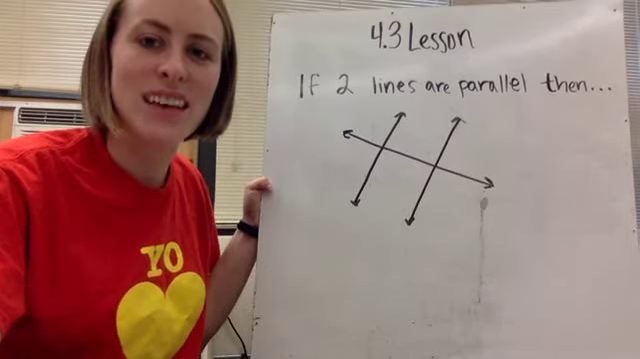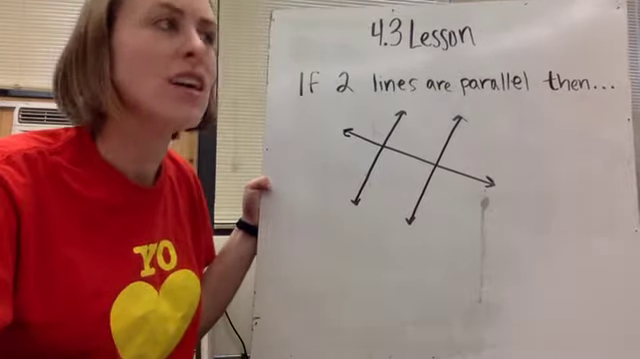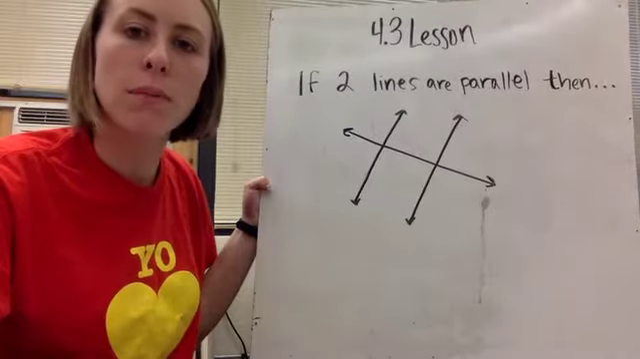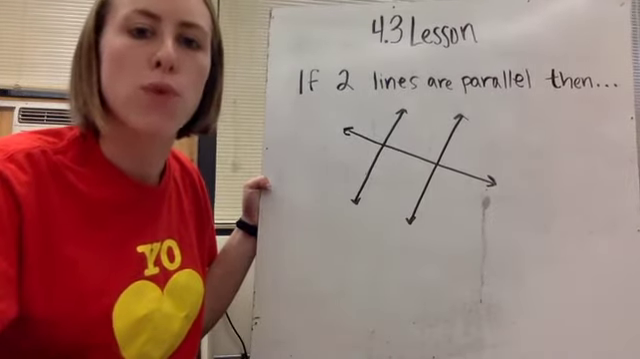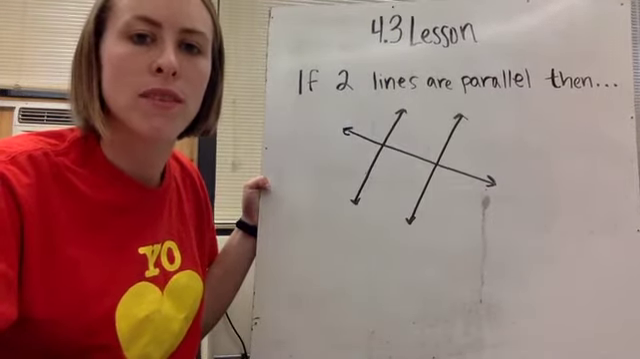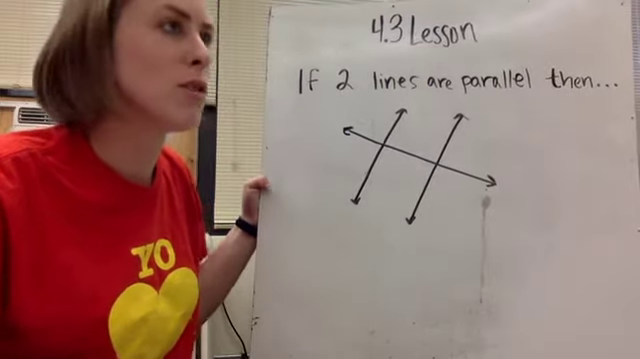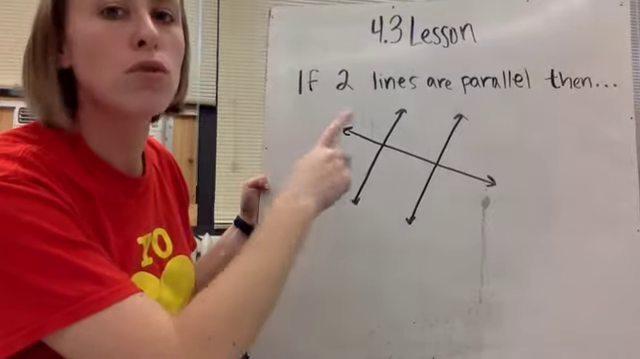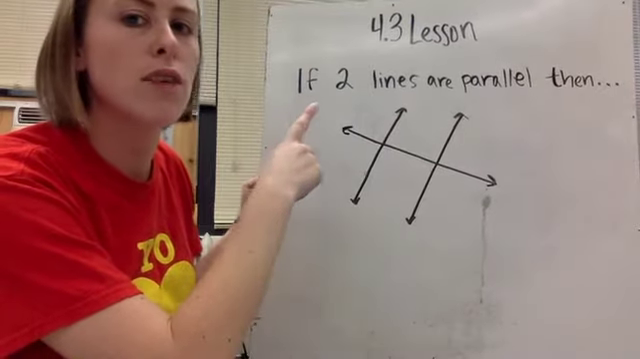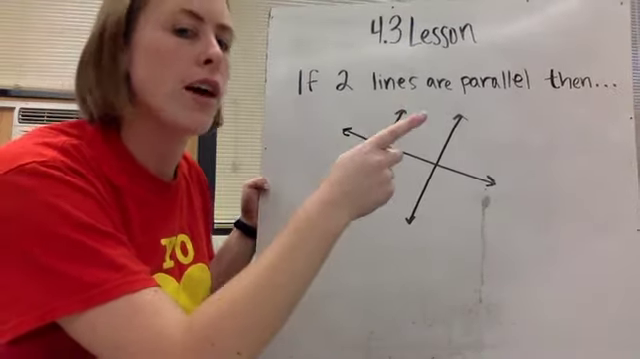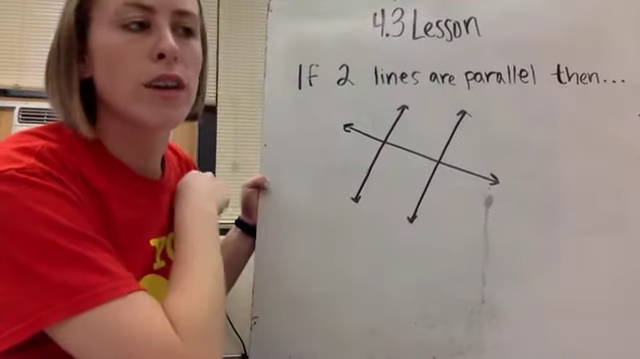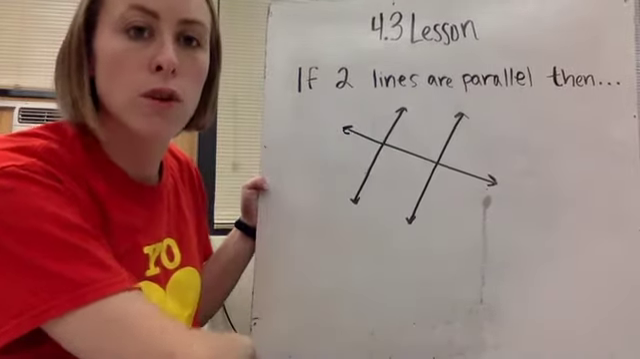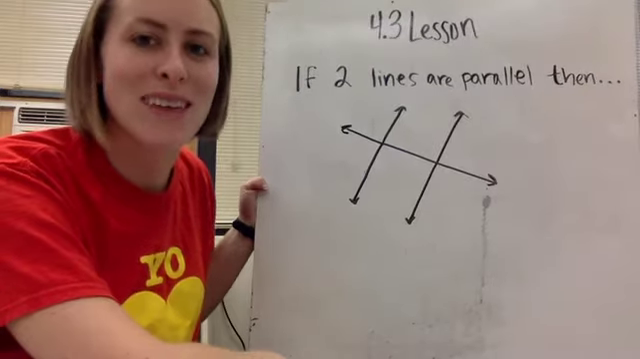Hi guys, today we are doing 4.3. So what I'd like you to do is have a blank piece of paper and on the top put 4.3. 4.3 is really short. It has one basic topic and it's about two lines being parallel. So it says if two lines are parallel, then... Go ahead and write that down on your piece of paper. Of course, pause the video if you need more time.